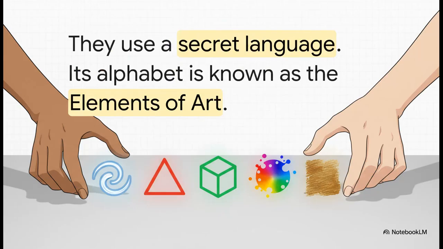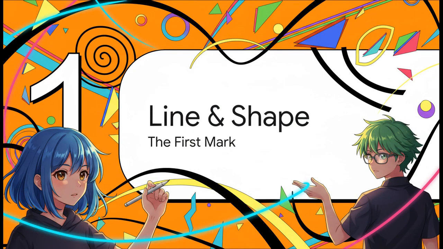Well, it turns out they're using a visual language. And just like any language, it has its own alphabet. These are the fundamental building blocks, the absolute basics, known as the elements of art. And once you learn to see them, I promise you, you will never look at art the same way again. So where do we even begin?